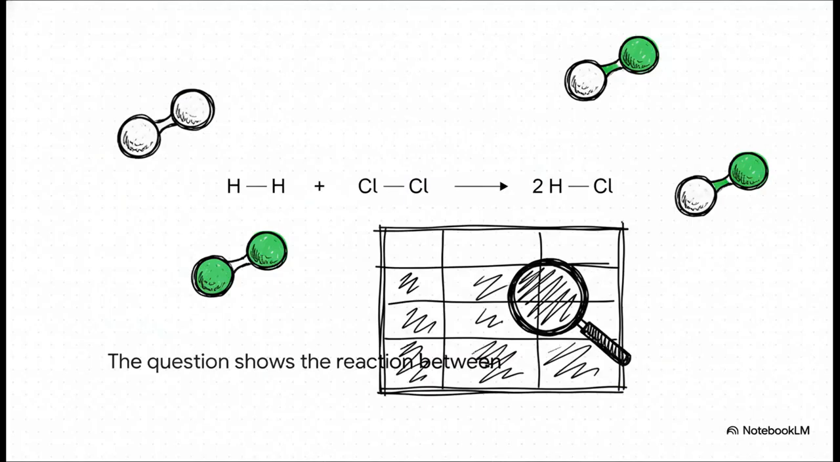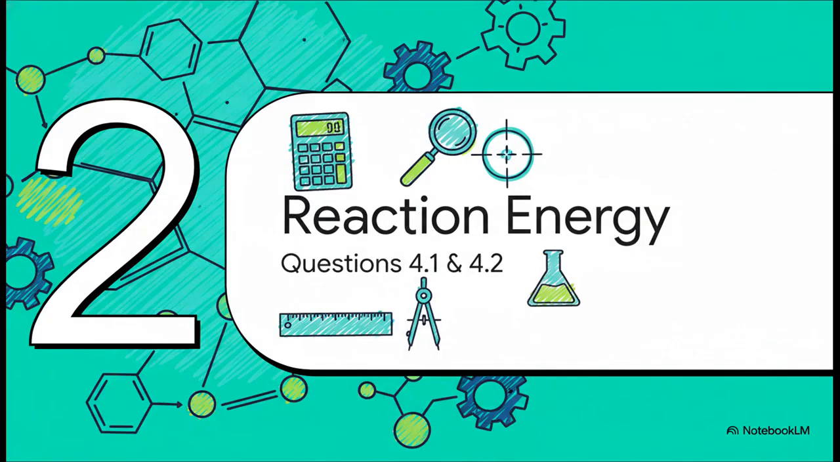Okay, first things first, let's break down what they've given us. We've got the balanced equation, right? 1 mole of hydrogen plus 1 mole of chlorine gives us 2 moles of hydrogen chloride. And, super important, we have this table of bond energies. This is the raw data, the stuff we're going to work with. So our first challenge is a bit of math and then an explanation.